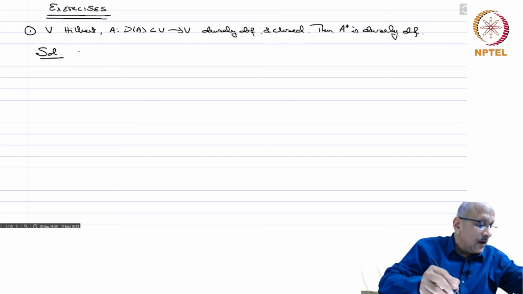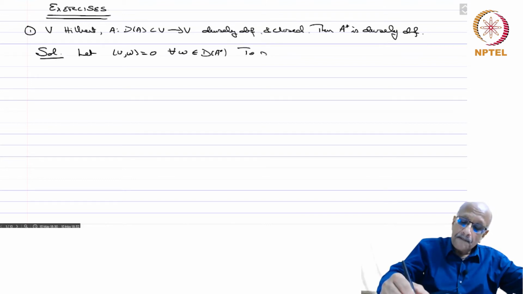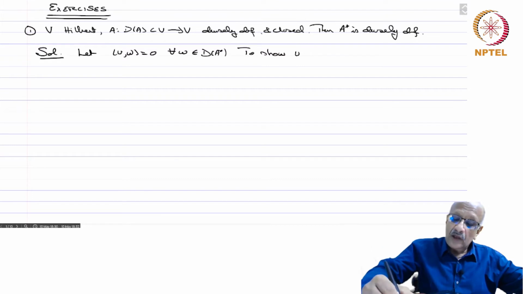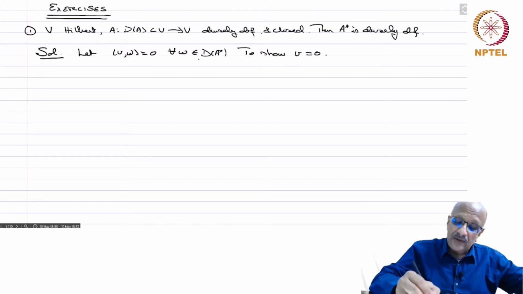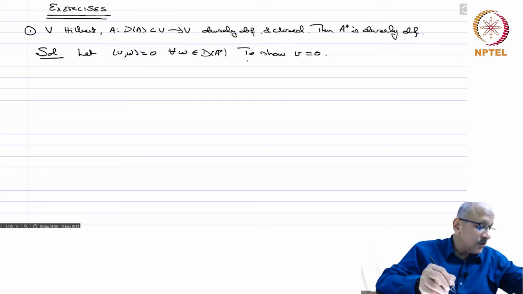So let (v, w) equal to 0 for all w in D of A star. We want to show that v equal to 0. This is the Hahn-Banach theorem method of showing something is dense. We have D(A star), which is a subspace, and if you want to show it is dense, you have to take a vector v, or a functional, in which case by the Riesz representation theorem it is just the inner product with a vector, and therefore we have to show that this is equal to 0.